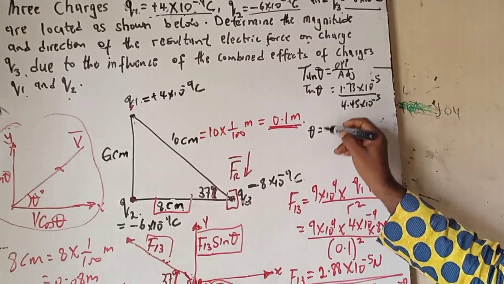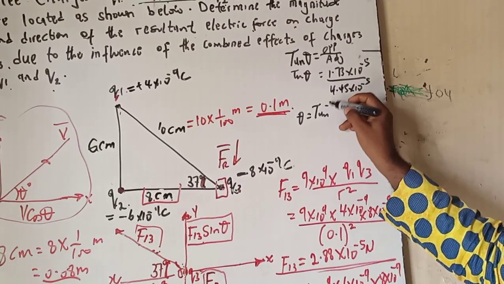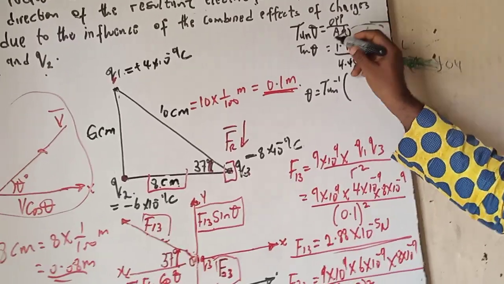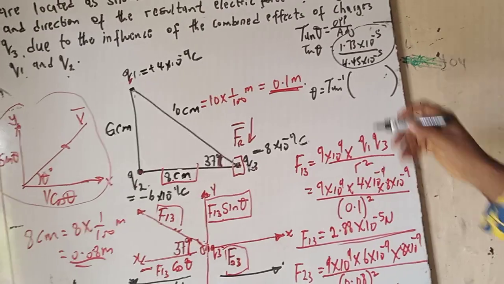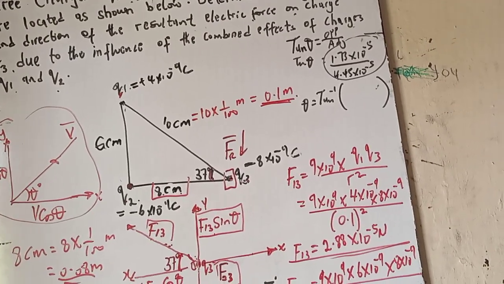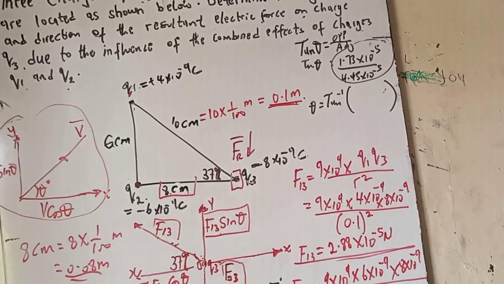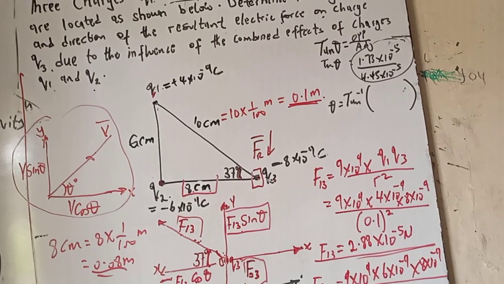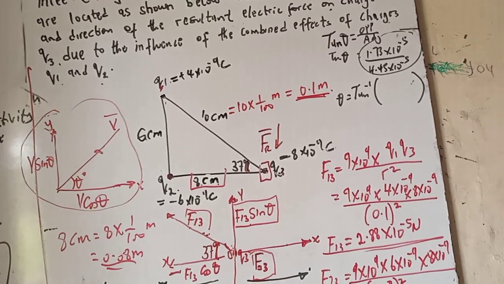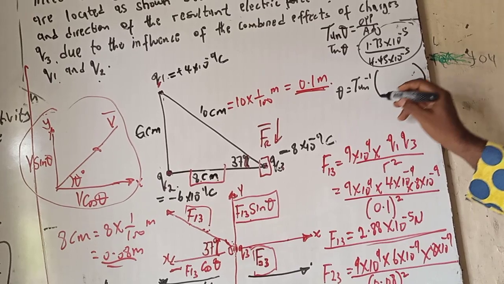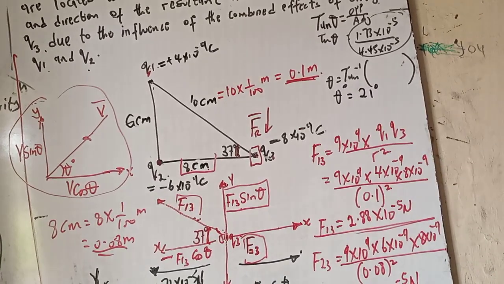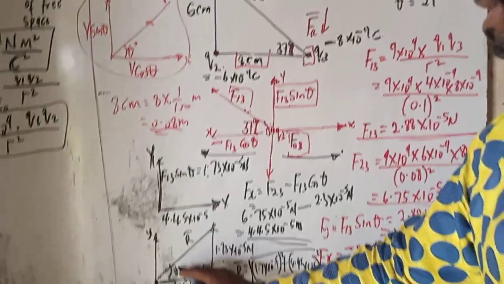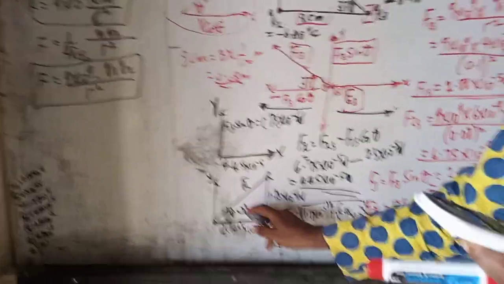To find theta, we find the tan arc of this value that we have here. You press tan arc in your calculator. So let me press, okay. Tan arc of 1.73 times 10 raised to the power minus 5 divided by 4.45 times 10 raised to the power minus 5. We have theta to be 21 degree. So that means the angle theta that we have here is actually 21 degree.